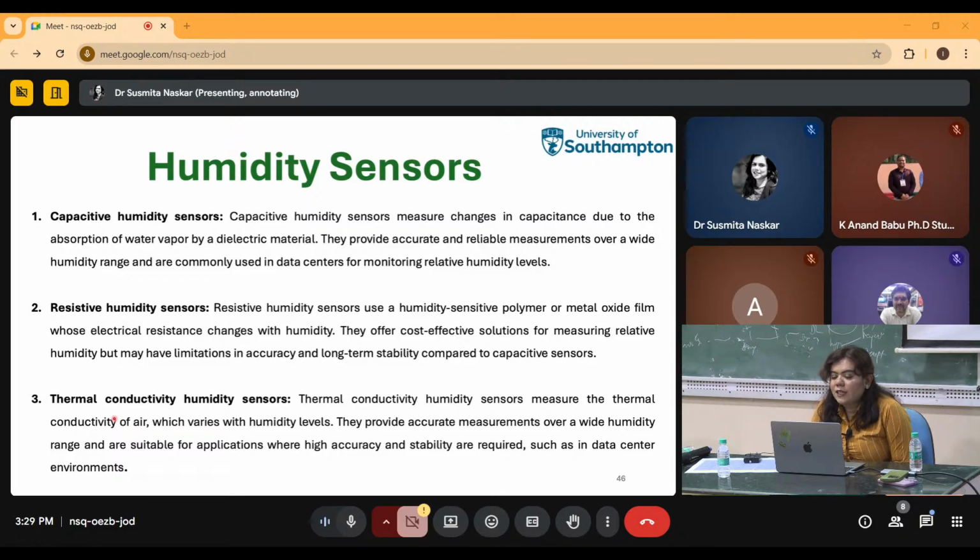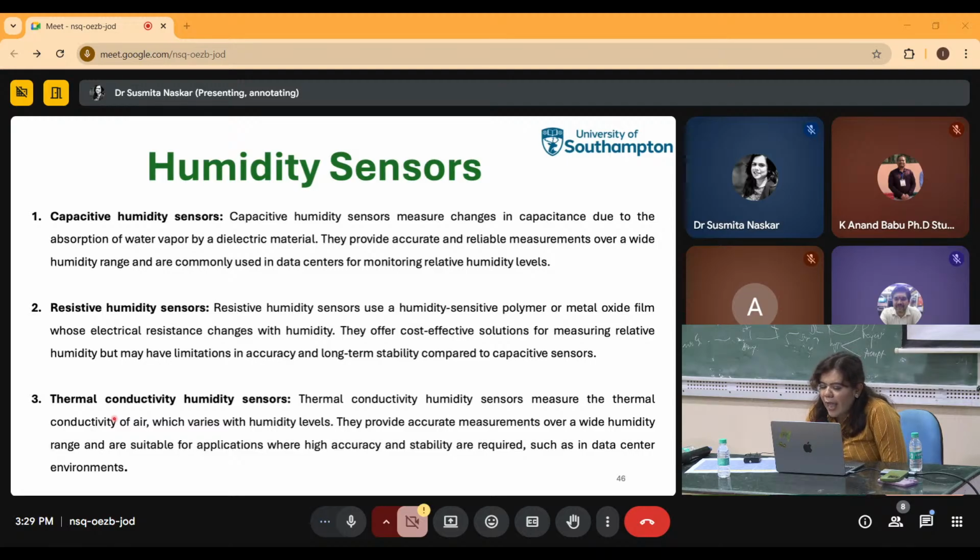Now if you look at the third one, which is the thermal conductivity humidity sensor, it measures how the thermal conductivity of air changes with humidity. That's how it actually works. Basically, the thermal conductivity of the air changes with the humidity level, and that's what this sensor measures.